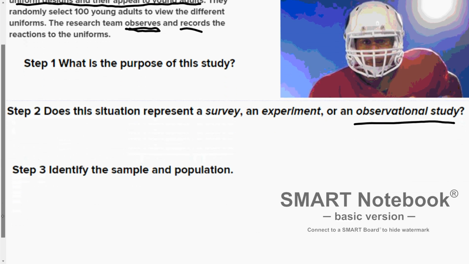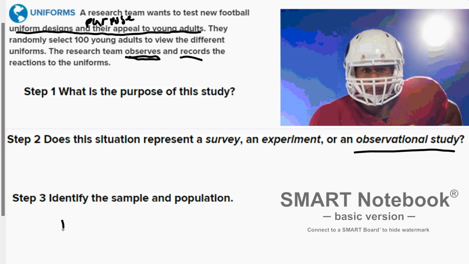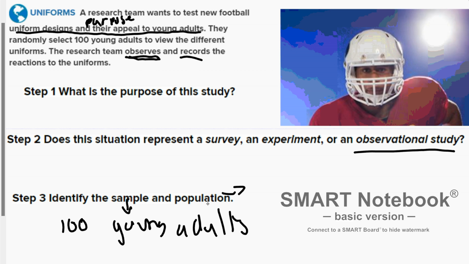Okay. Identify the sample and proportion. So who are they sampling? Well, they're sampling 100 young adults. And they want to find out about the population. So that's the sample. The population would be, they want to appeal to young adults. So 100 young adults, even though that looks like terrible handwriting, sorry, 100 young adults is a sample. The population would be young adults, just young adults. Okay, so there's number 4.